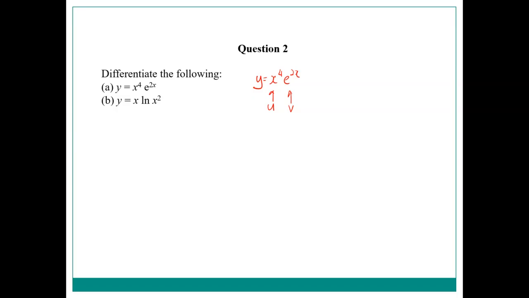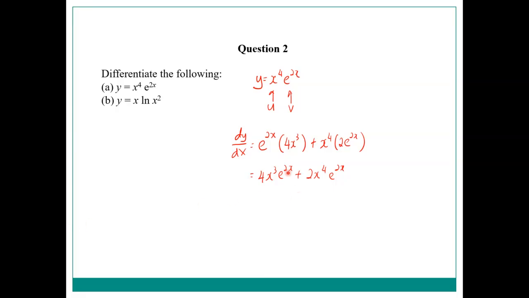So my dy/dx is equal to v du/dx, for x^4, my du/dx is 4x cubed, plus u dv/dx, 2e^(2x). Simplify all this. I will get 4x cubed e^(2x) plus 2x^4 e^(2x). Can you see that? I have e^(2x) on the first term, and I have also got e^(2x) on the second term.